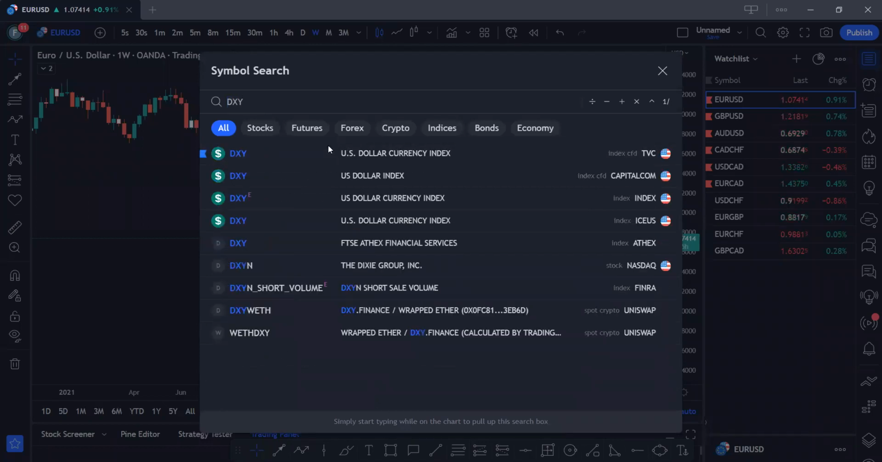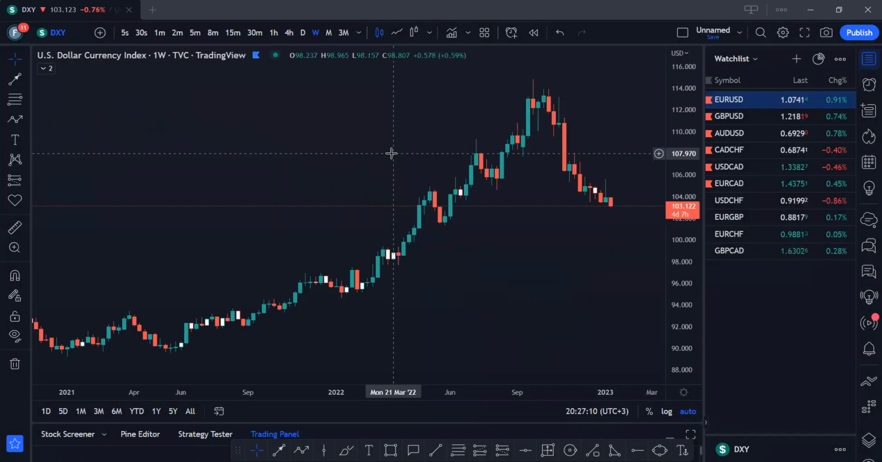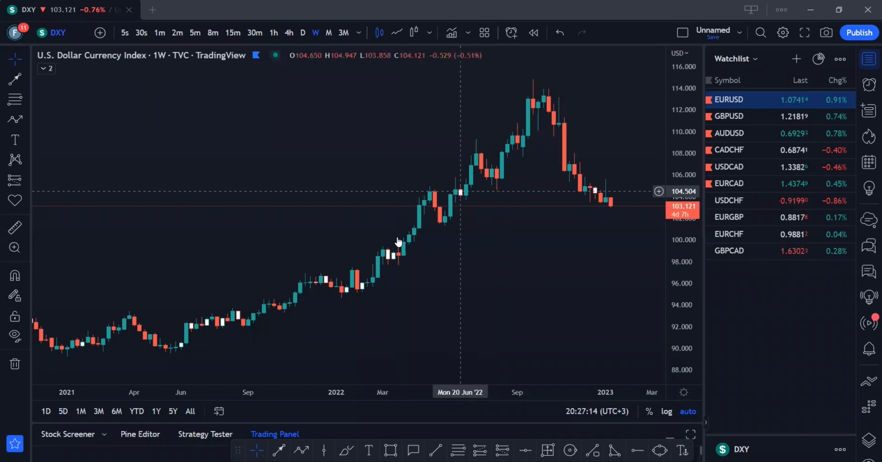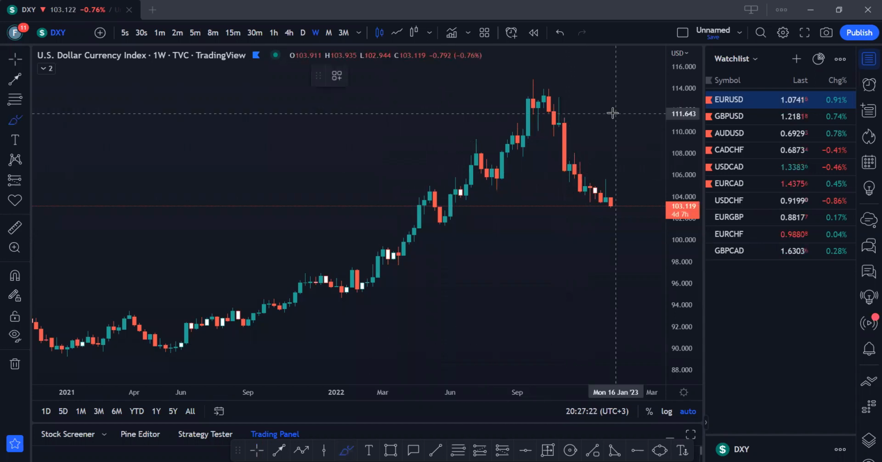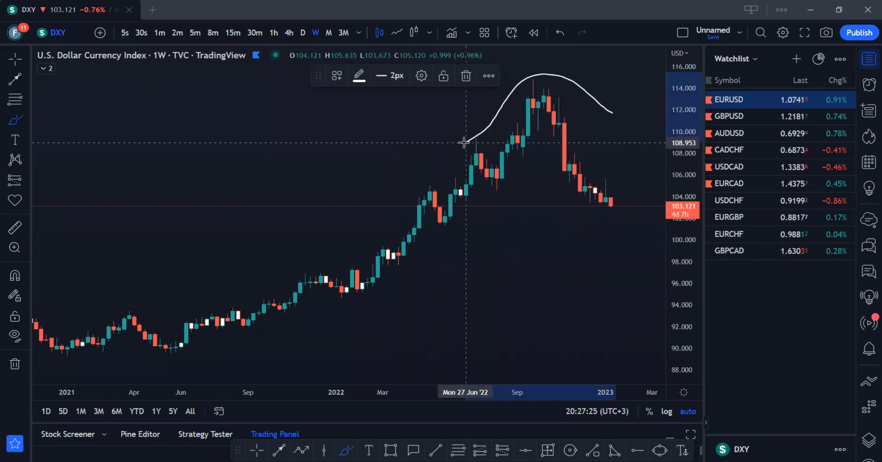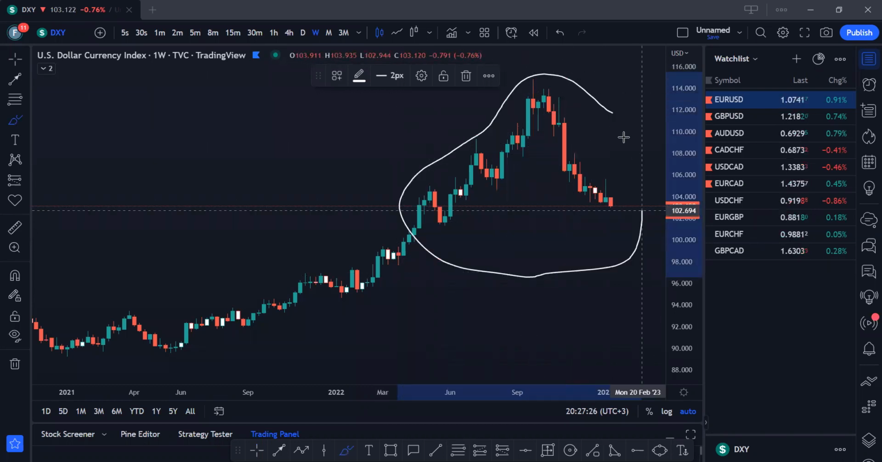We haven't checked out DXY in a while. DXY is the dollar index. Let's check out how the dollar is doing. Okay, is the dollar strong or weak? Now, as you have noticed, we are seeing a very, very similar structure on most USD pairs that has the USD as a quote, and of course the dollar index as well.